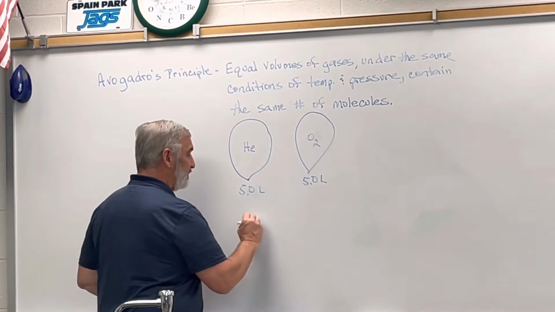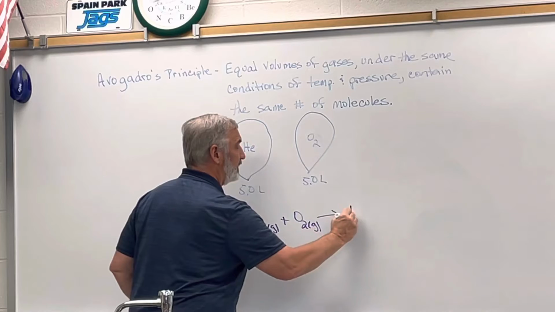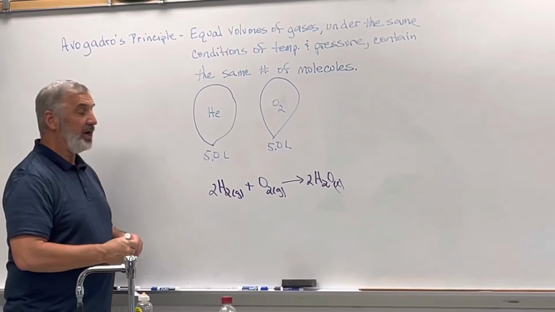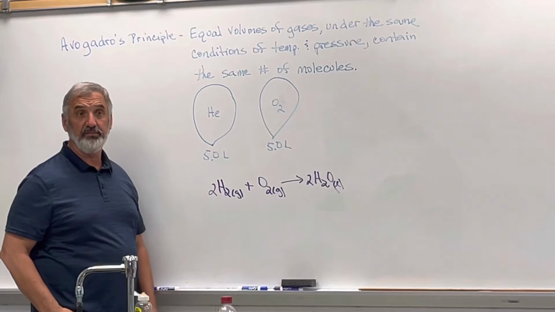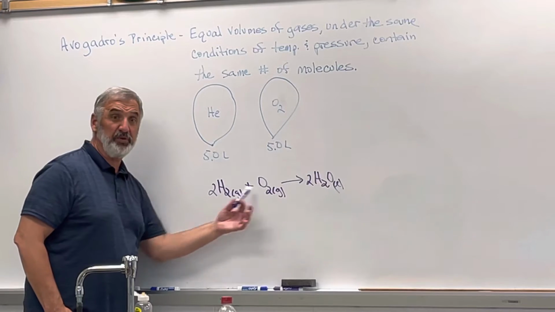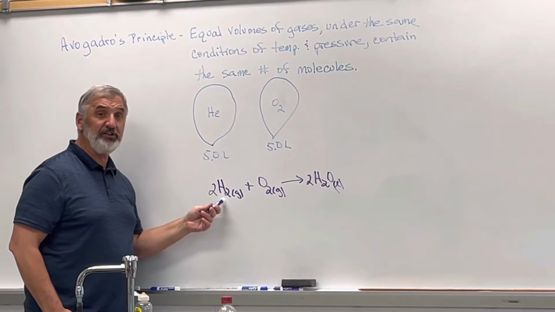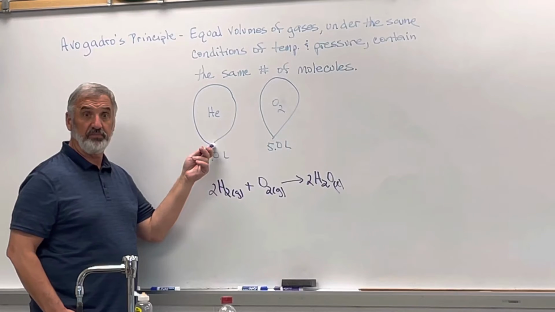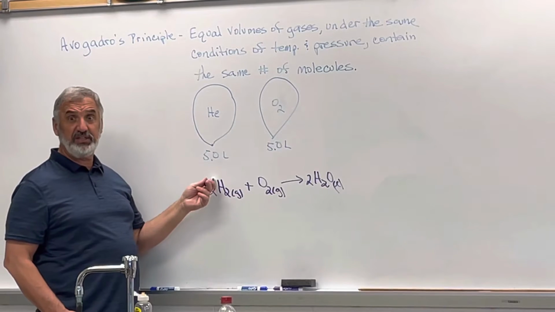Now, why is that important? Because if I'm going to make hydrogen gas plus oxygen gas to make water, and I balance that with a 2 and a 2, I know that I need twice as many molecules of hydrogen as I do oxygen to make that work, right? But they're both gases. So if I have 5 liters of oxygen, how many liters of hydrogen am I going to need to have twice as many molecules? 10. Because equal volumes contain the same number, so if I need twice as many, I need twice the volume. I just need 10 liters.